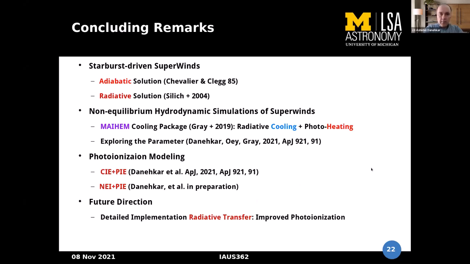In our paper, which was recently published in ApJ, we presented our result for collision ionization plus photoionization. In the next paper, which we will submit soon, there is a combined NEI plus PI, which is non-equilibrium photoionization. We also plan to incorporate radiative transfer into our hydrodynamic simulation in the future, and also incorporate a radiation-dependent SED into our calculation.